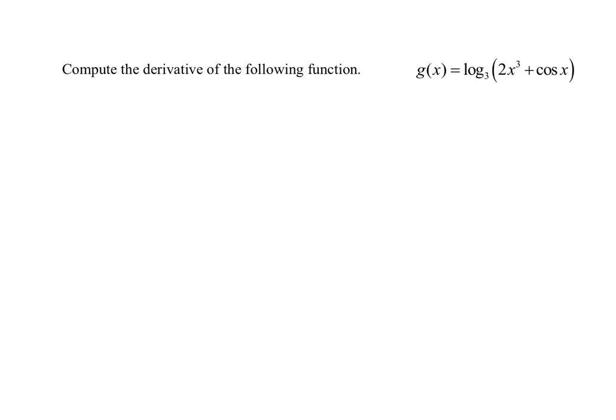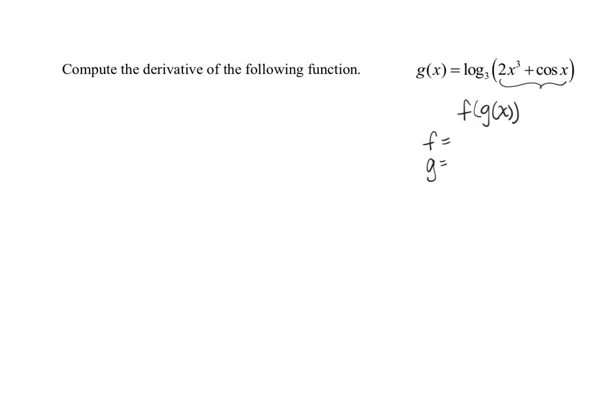So this is a composite function because inside of this logarithm, you can see that we have this quantity 2x cubed plus cosine x. So that's what makes this a composite. So we'll start by identifying the outer and the inner functions. And remember, every composite function can be written in this form, f of g of x, where f is the outer function and g is what I'm calling the inner function.